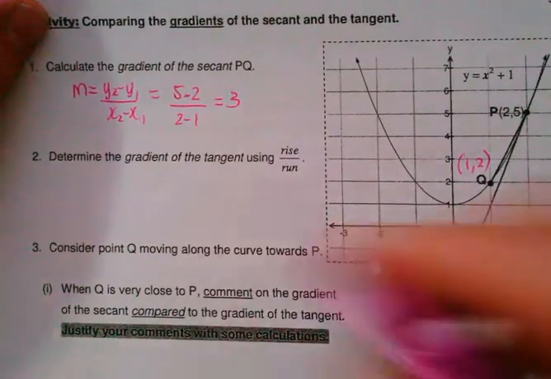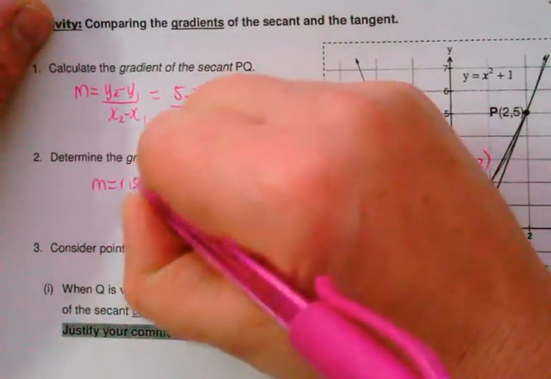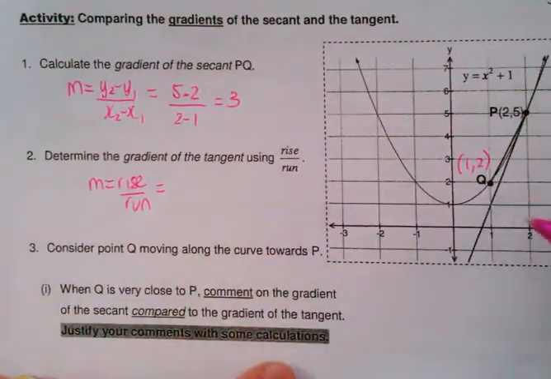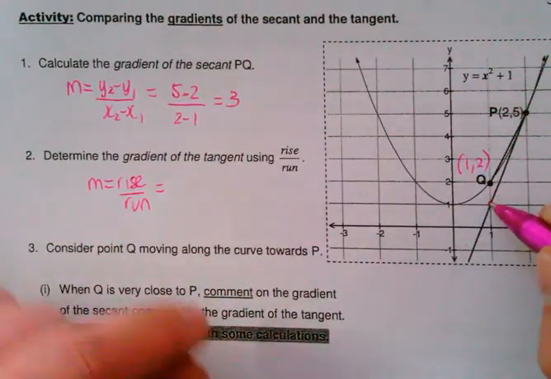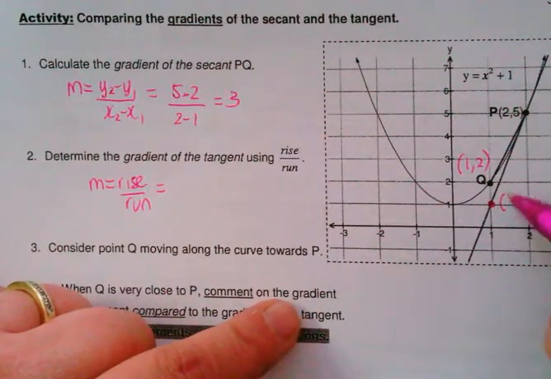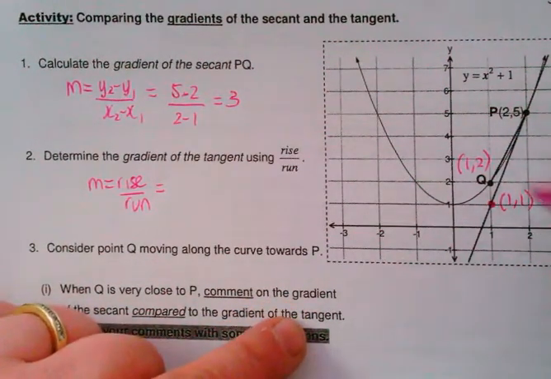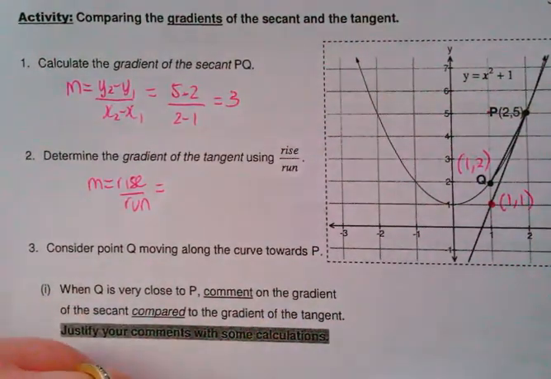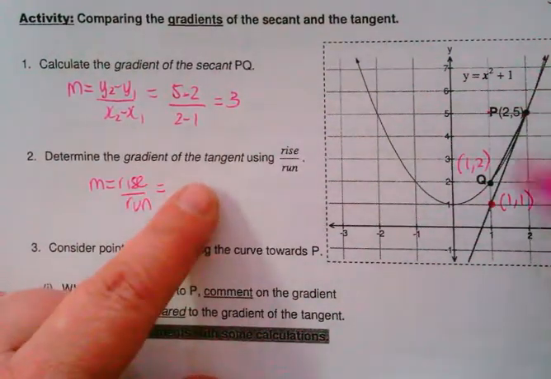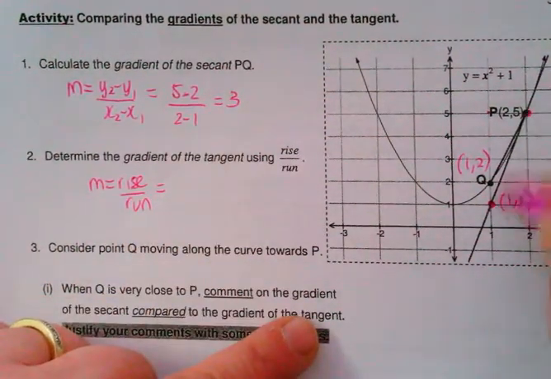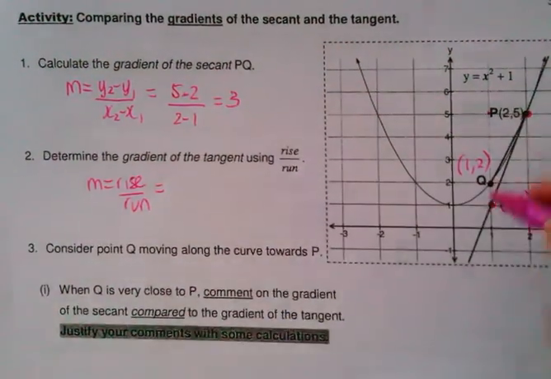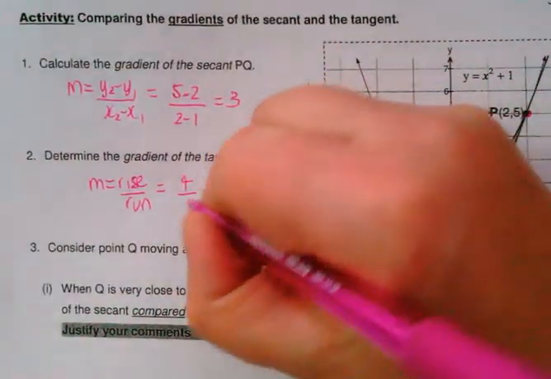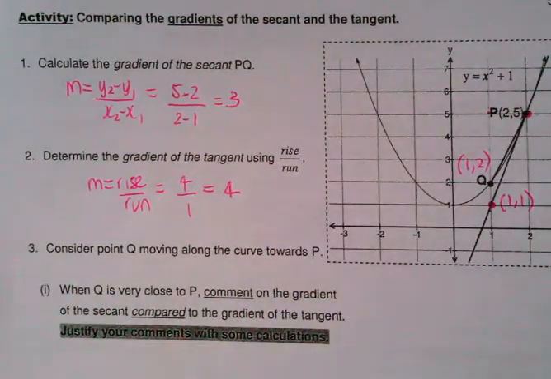Let's work out the gradient of the tangent using rise over run. Can you see 2 nice points? I can see the point (1, 1) and the point (2, 5). How much are you rising? How much are you running? What is the gradient of the tangent at P? Isn't it 4 over 1, which is 4? Can we see that? The gradient of the tangent is 4. The gradient of the secant at the moment is 3.